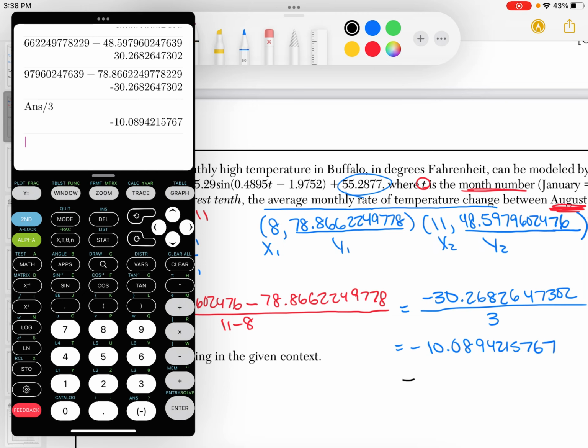Yes. Yes, just do it. It is your exam. No lazy, no lazy. All right, then it says to the nearest tenth, which is negative 10 point, this is the tenth, but the 8 will bump that up, so it's negative 10.1.